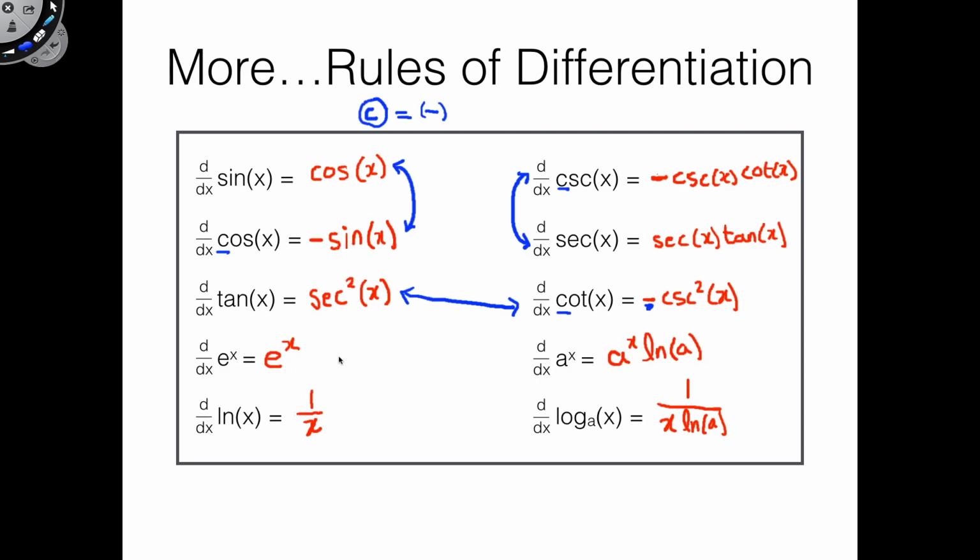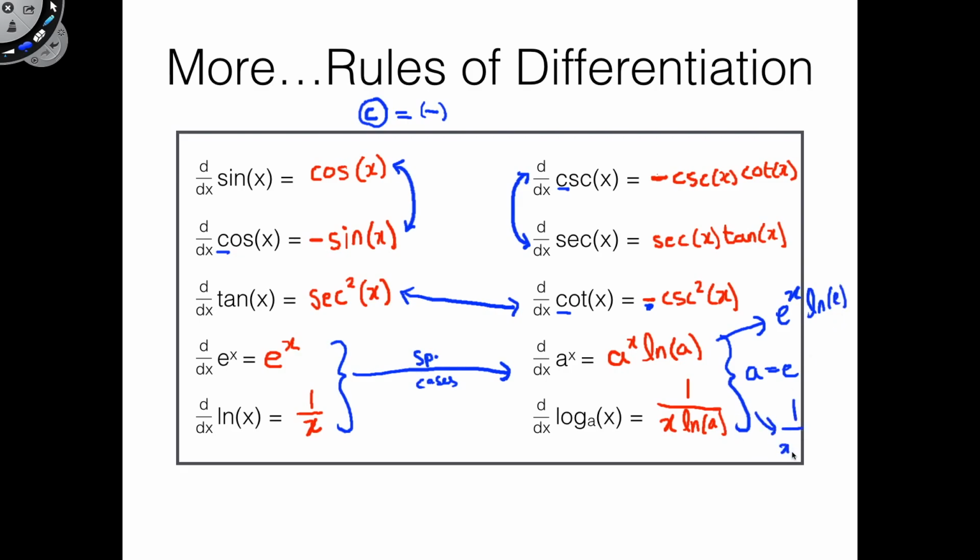Actually, if you really think about it, these two are special cases of those two. So consider this. If you plugged in for both of these, let a equal e. Let's see what happens. So this would be e to the x times the natural log of e. That would be 1 over x times the natural log of e. In both of these cases, the natural log of e is just 1, so that will go. You're just left with 1 over x and e to the x.